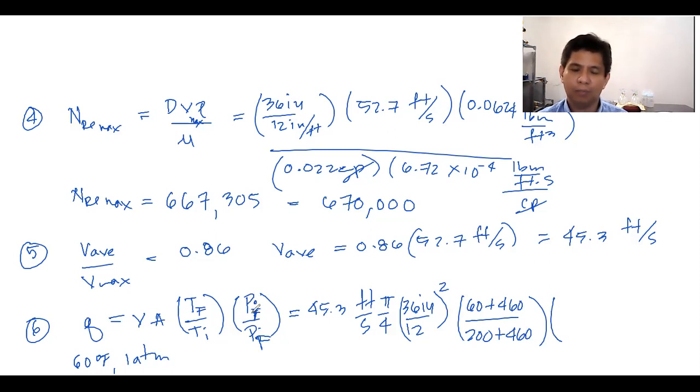I don't like memorizing. Actually, I don't memorize; I think it through. But if you want to memorize, that's the temperature and pressure factor. When the pressure decreases, I think the volume increases, so the 1.0375 atmosphere is on top and the 1 atmosphere is at the bottom. Then just use the calculator to solve this. 45.3 times pi divided by 4 times 3 squared times the ratio of 60 plus 460 divided by 200 plus 460 times 1.0375.